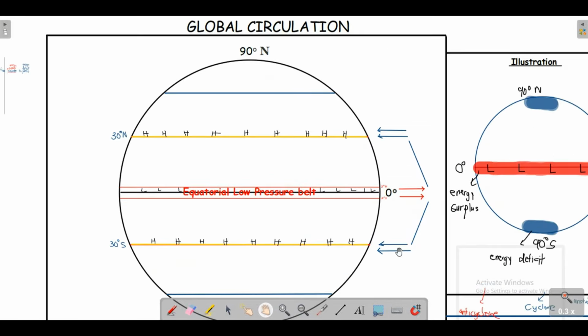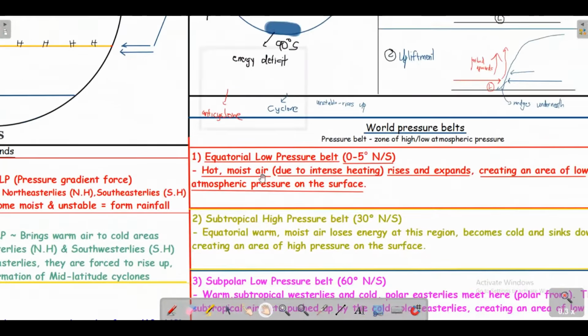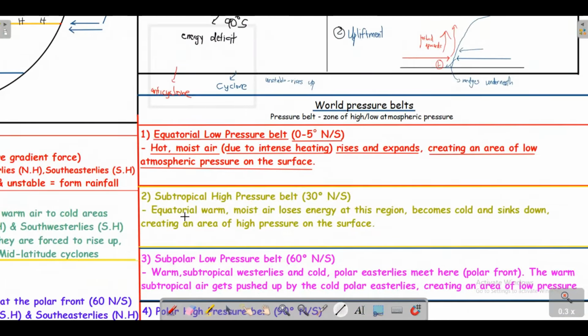That's a zone of high pressure. Okay, so we could then call that the subtropical high pressure belt. I did not say subtropical pressure belt. I said the subtropical high pressure belt.